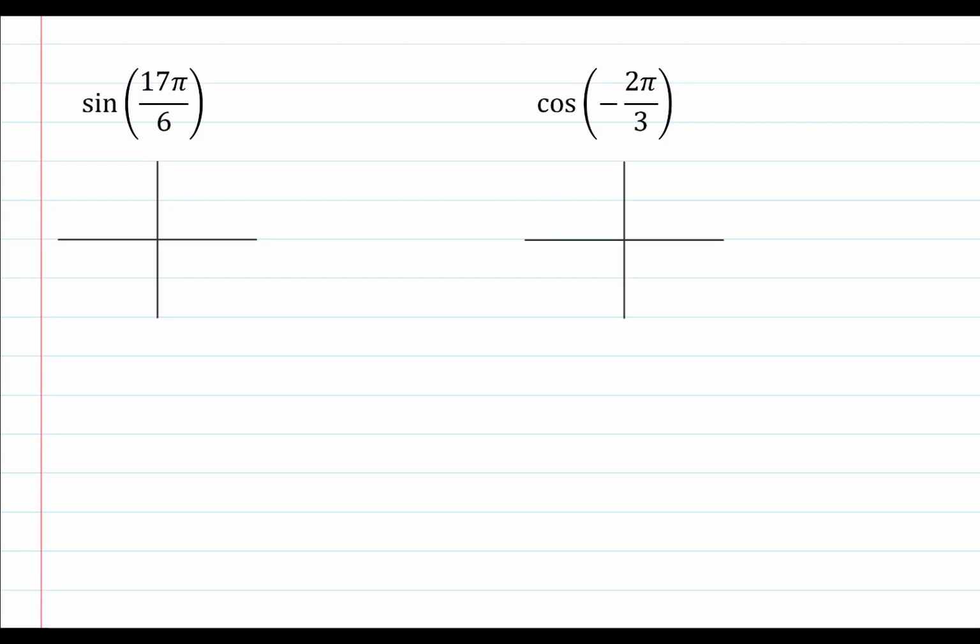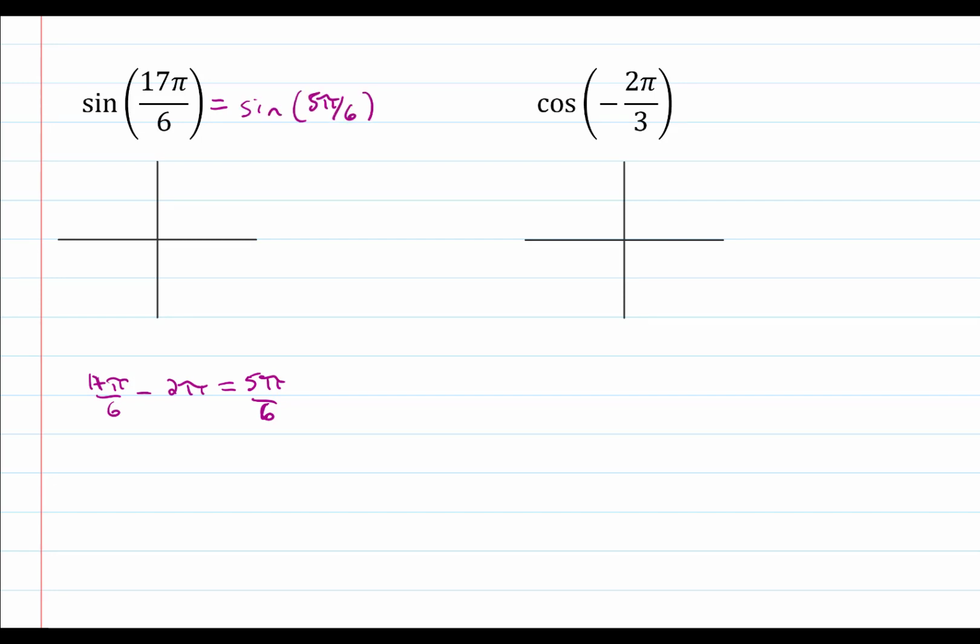Let's now do two more examples. The first, where I have to evaluate sine of 17 pi over 6. What I notice is that 17 pi over 6 is larger than 2 pi, or one full rotation around the coordinate plane. So I'm going to start by finding the coterminal angle by subtracting 2 pi. I get a difference of 5 pi over 6. So what that tells me is that sine of 17 pi over 6 is equal to sine of 5 pi over 6.